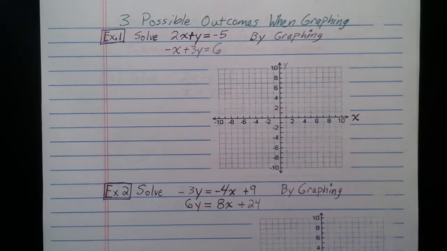Alright, continuing with the section 4.1 notes, we're now going to look at the three possible outcomes that can occur when you're looking at solving a system of equations graphically. So our first example, we have the system 2x plus y equals -5 and -x plus 3y equals 6.